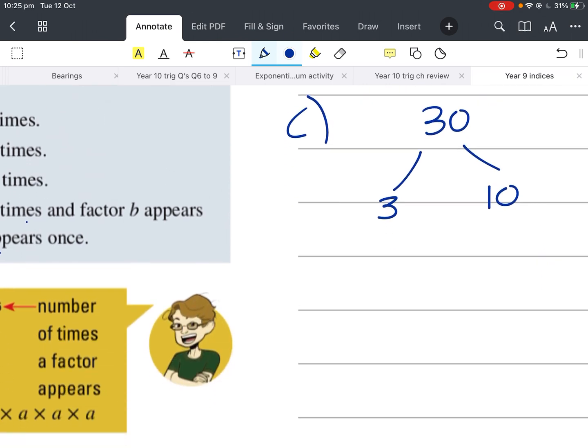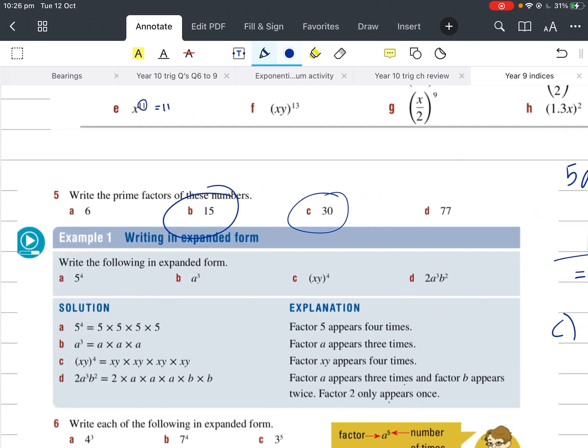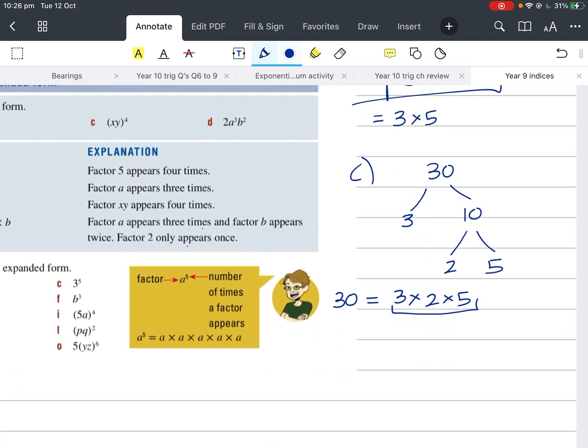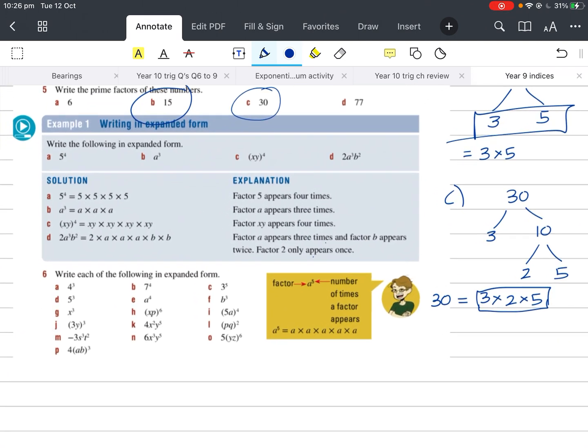Okay, now 3, all I can do is 3 times 1 to get 3. But 10, I can do what times what to give me 10. Hopefully you said 2 times 5. Now the only way to get 2 is to do 2 times 1. And the only way to do 5 is to do 5 times 1. So if I write them all out now, 30 as a multiplication of its prime factors is 3 times 2 times 5. So when the question says write the prime factors, then you write them all out in that multiplication form, just like that.